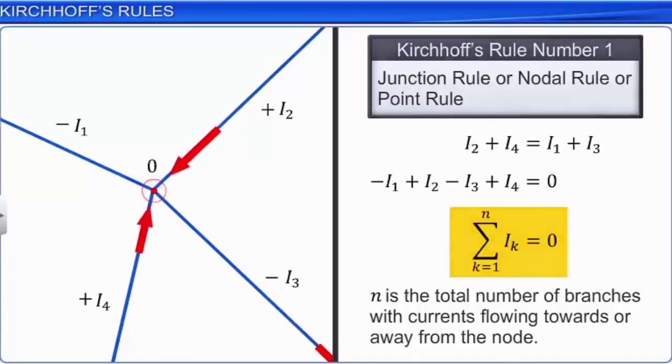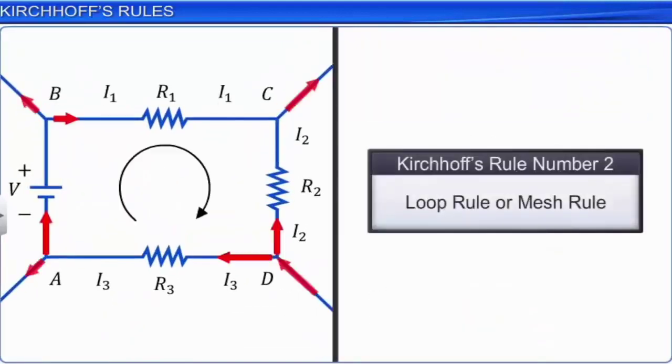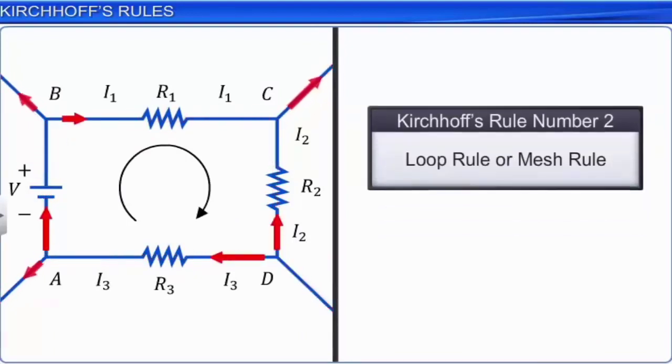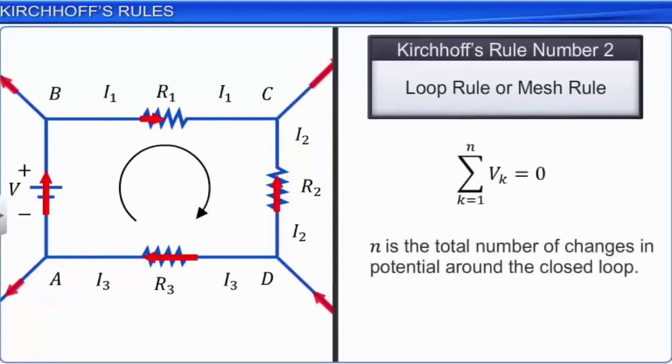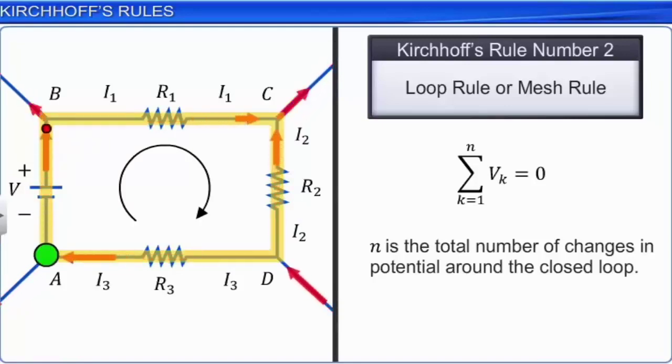Rule number 2. Kirchhoff's second rule is also known as Kirchhoff's loop or mesh rule. The algebraic sum of changes in potential around any closed loop involving resistors and cells in the loop is 0. The electric potential at any point in a closed loop depends only on the location of the point in the loop. So, starting from any point in the loop, if we come back to the same point, the sum of potential changes must be 0.